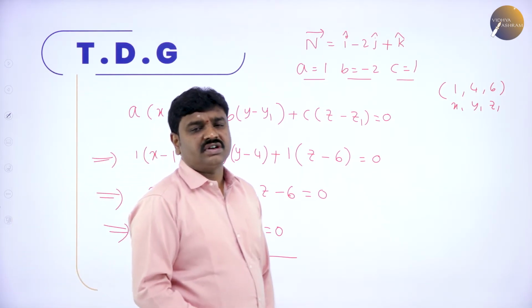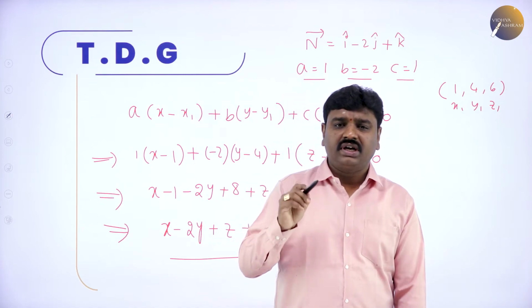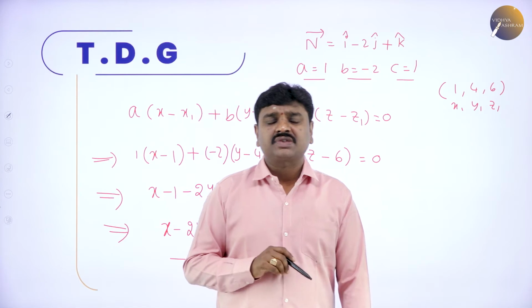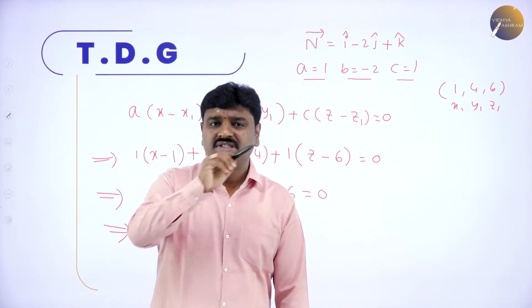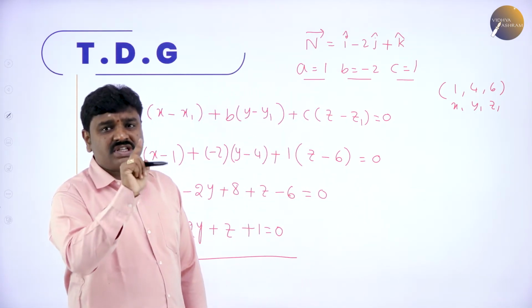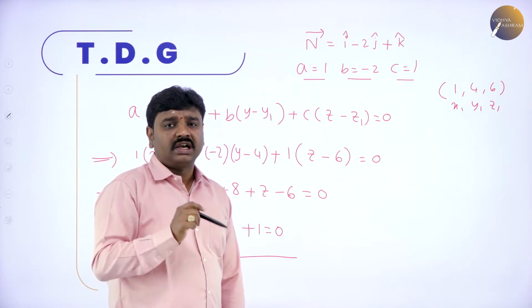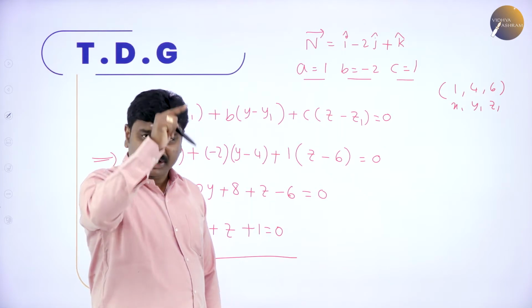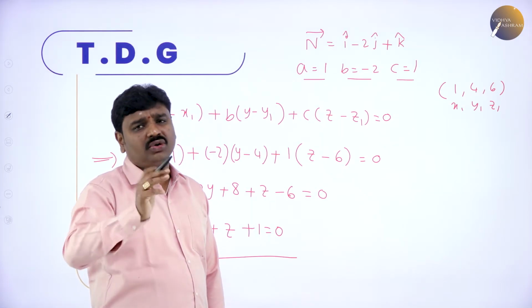So what is the vector equation of the plane? Vector r minus vector a dot vector n is equal to 0. What is the Cartesian equation? a into x minus x1 plus b into y minus y1 plus c into z minus z1 equal to 0, where x1, y1, z1 is a point in the plane, and a, b, c are the direction ratios of the perpendicular vector to the plane, or normal to the plane.